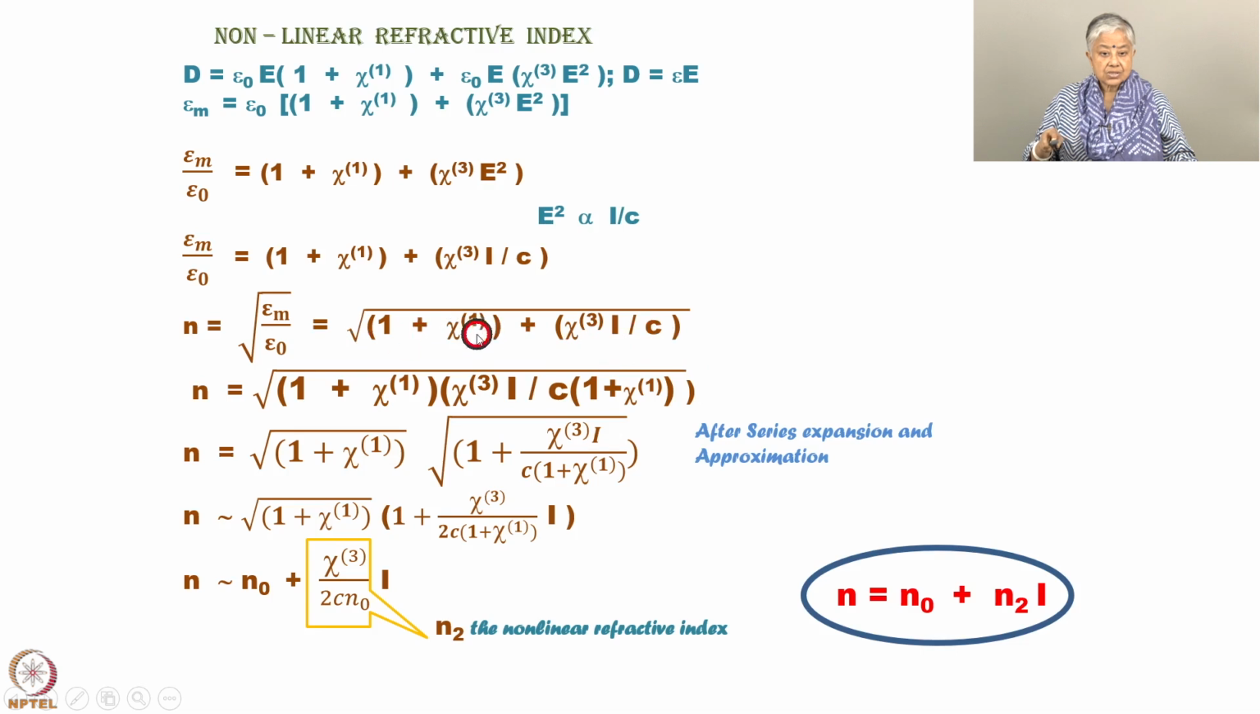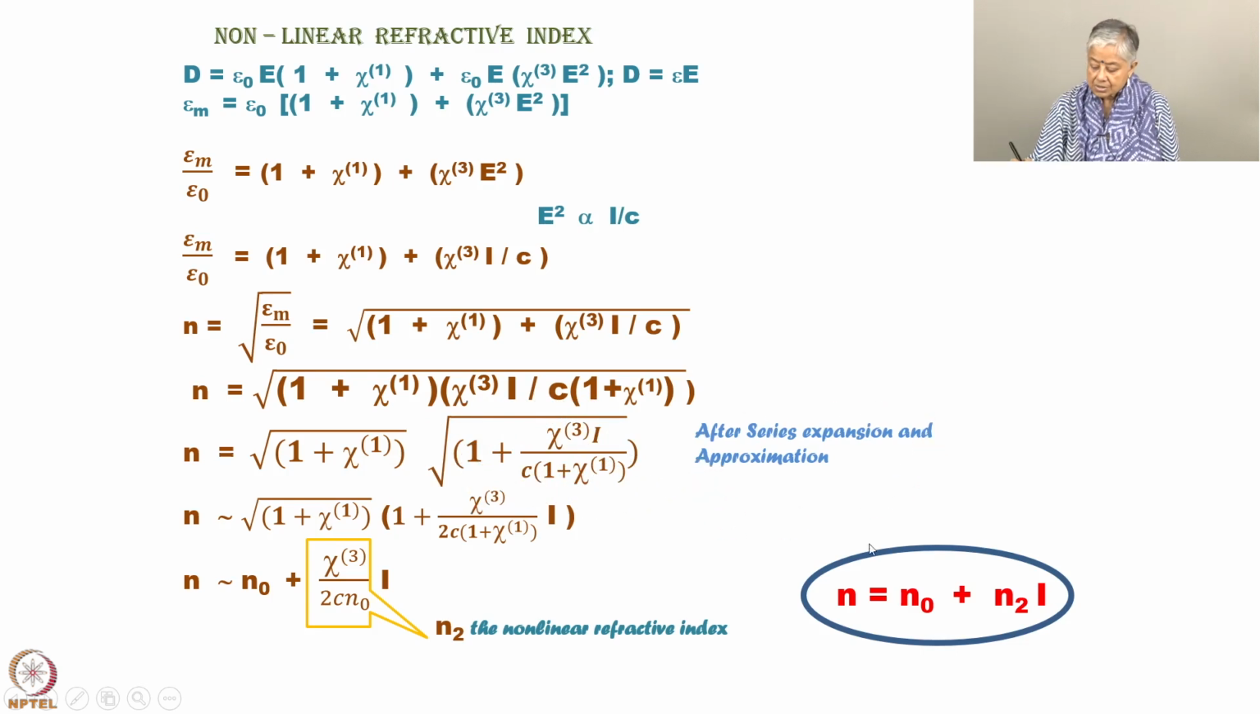I just take this out as a common factor here. So, I must divide this by 1 plus chi 1, just a little bit of algebraic jugglery in order to get what you really want. So, I take out root of 1 plus chi 1, and this part is n0, the linear refractive index. You can get it from the other equations, you already know this. And then here you have root of 1 plus chi 3, I by c, and this extra term. This part under the root, you can write as a series expansion approximation.